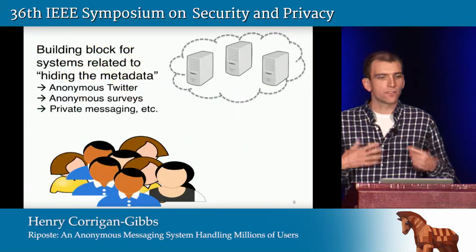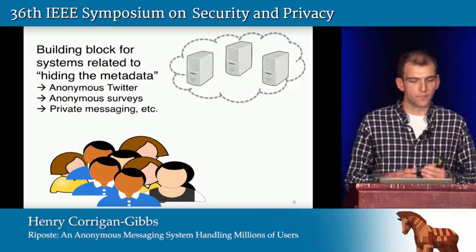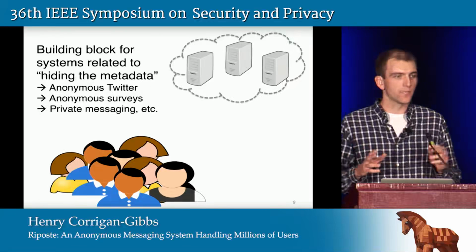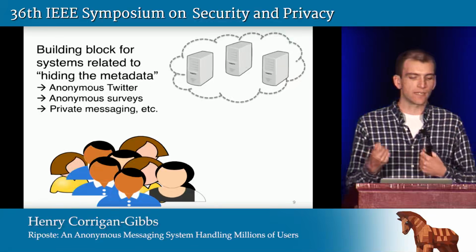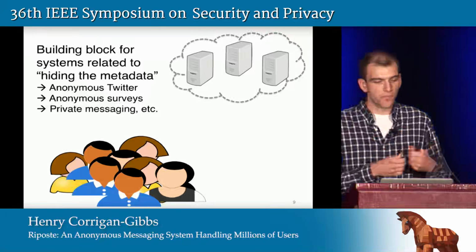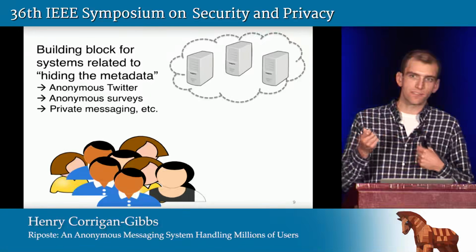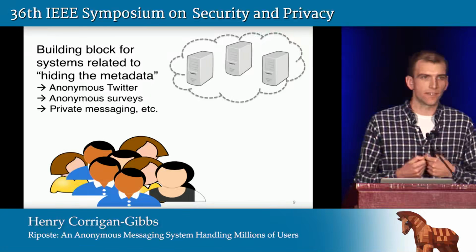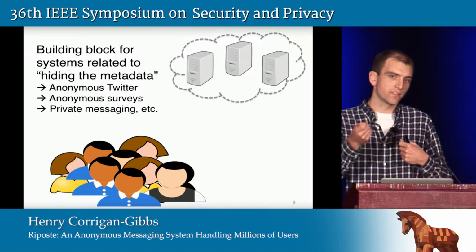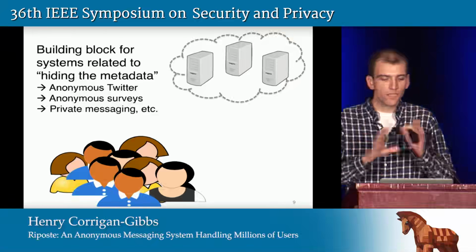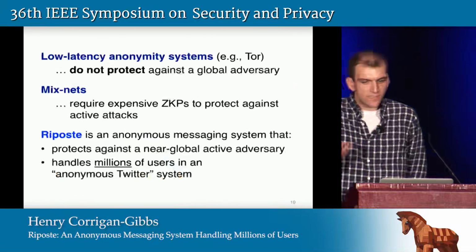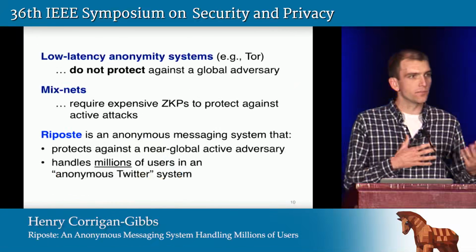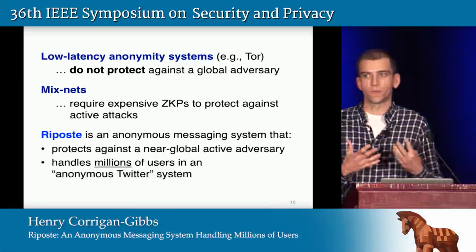This sort of protocol turns out to be really useful for building all sorts of systems related to hiding the metadata. So you can think of anonymous Twitter as a direct application of this, anonymous survey platforms, private point-to-point messaging systems, systems that allow you to sort of leak information to a news organization and so on, all can use this as a building block or a primitive. And Riposte is not the only way to do this. There's other systems that come to mind when you think of this sort of messaging.